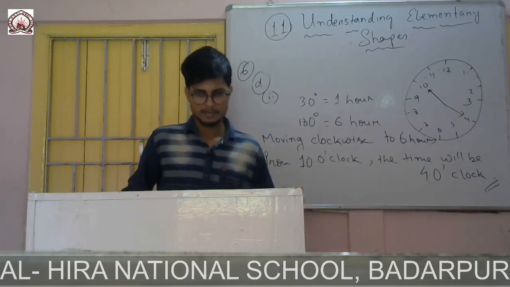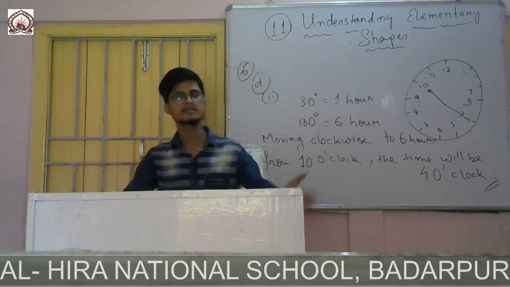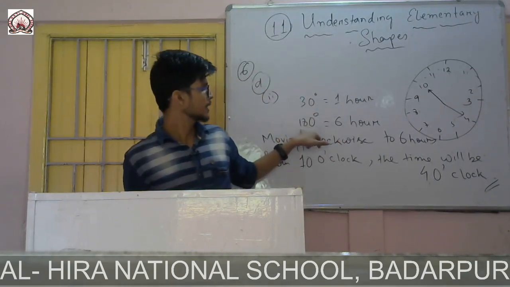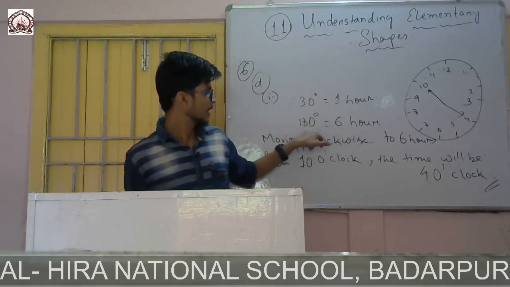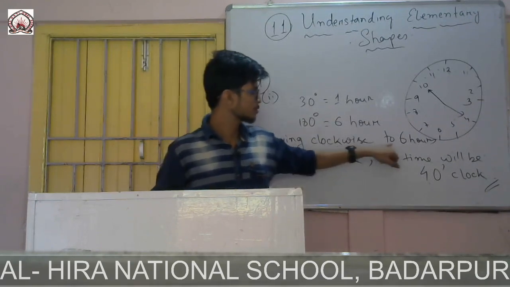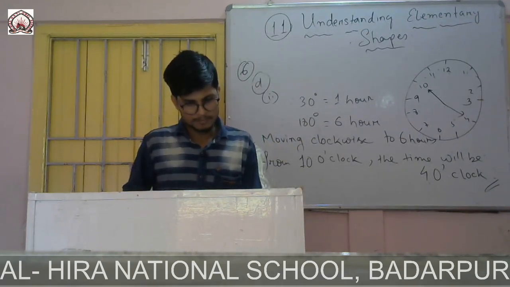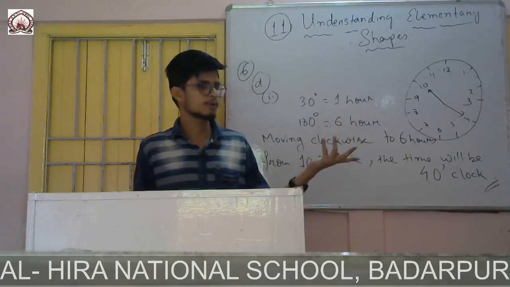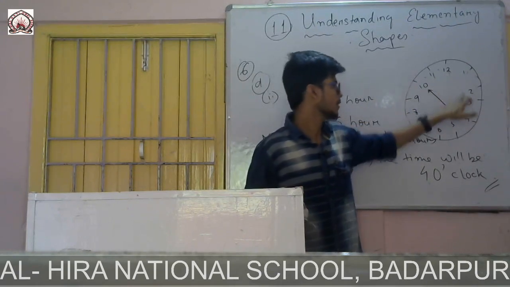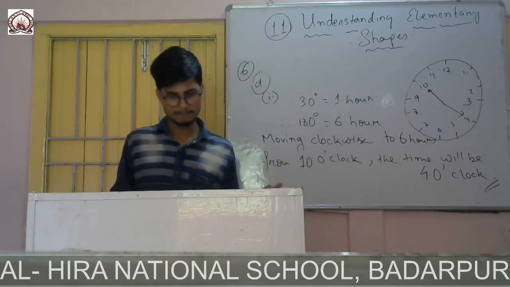Then next one, 270 degree from 12 o'clock. 270 degree means 3 nines are 27. That means 9 hours. So in place of 270 degree, there you will write 9 hours. Then you will write moving clockwise 9 hours from 12 o'clock. It will be 9 o'clock. From 12 o'clock if it starts, then after 9 hours it will be 9 o'clock. So answer will be 9 o'clock. You write it by yourself.